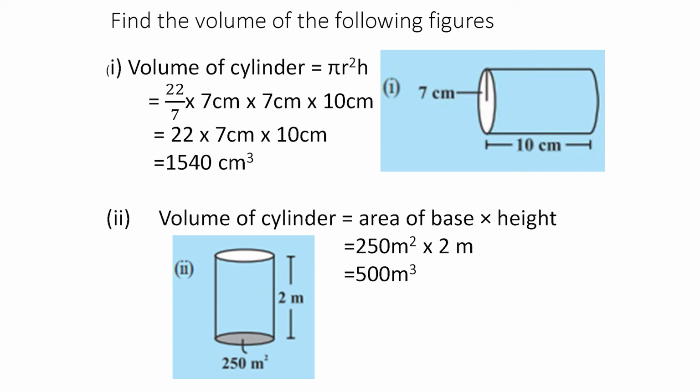Let's move on to second cylinder. In this figure, the base area is given as 250 meter square. So, volume of cylinder is written as area of base multiplied by height. Here, the height is given as 2 meters. So, after substituting the values of area of base and height, that is 250 meter square multiplied by 2 meter, I get the final answer for volume of cylinder as 500 meter cube.